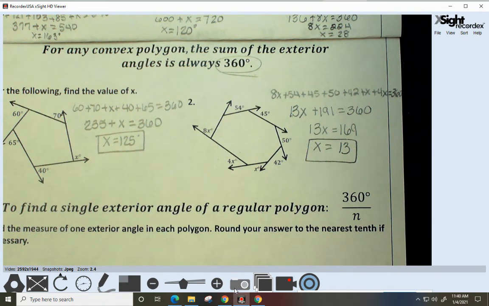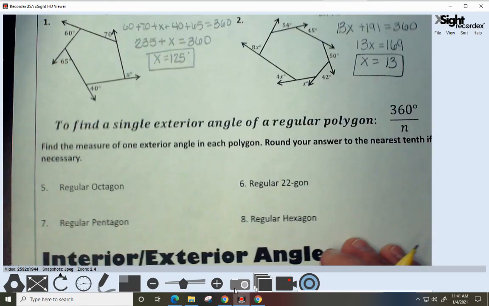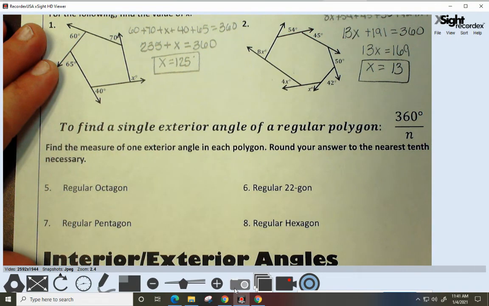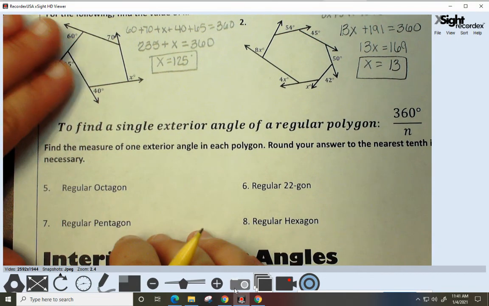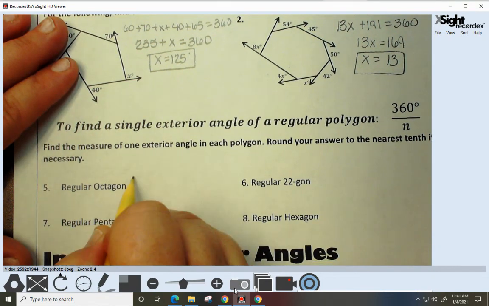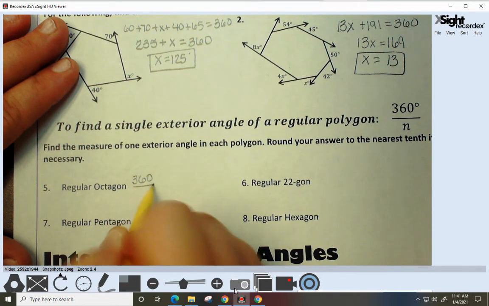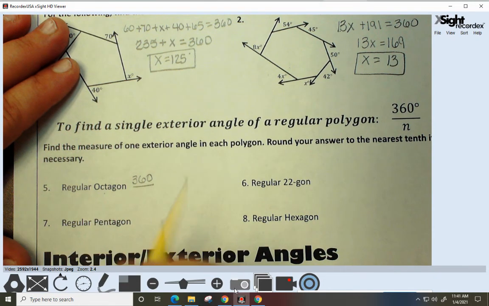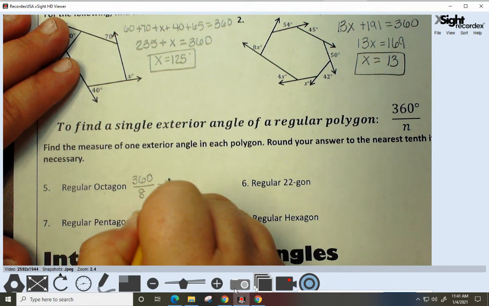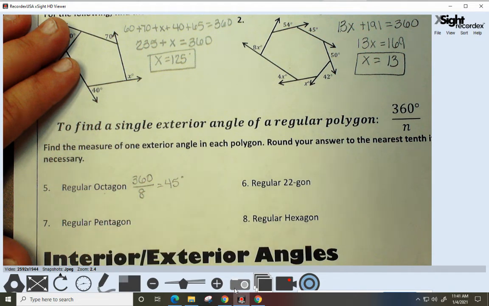Now remember, you have to look to see whether you're inside or outside, interior or exterior. And then the last thing we're going to do is find one exterior angle if it is a regular polygon. That's always 360 divided by however many sides. An octagon has 8 sides. So 360 divided by 8. Every exterior angle would have to measure 45 degrees.